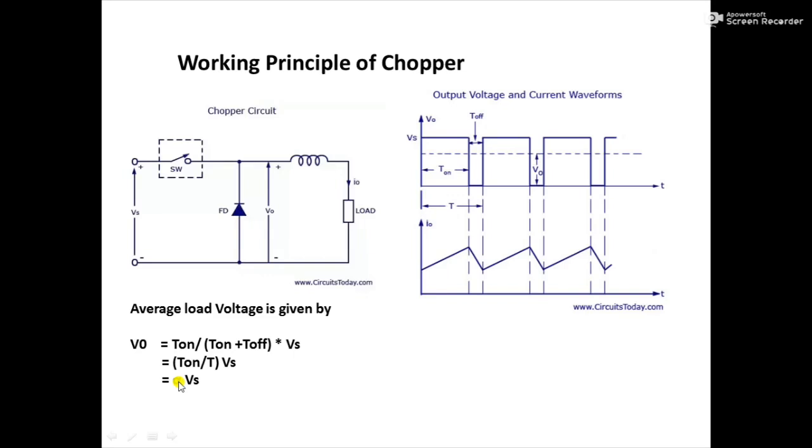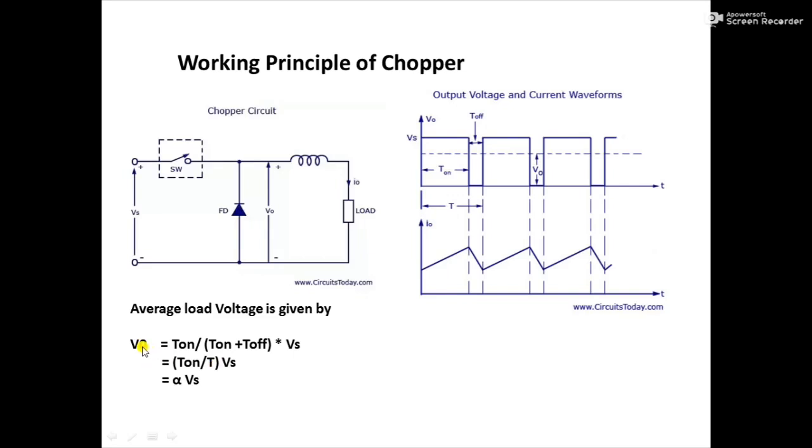Now what this duty cycle represents is, as the duty cycle varies, your output voltage can also be varied. How to vary duty cycle? By varying the T on time and T off time. This T on time can be made smaller, T off time can be made greater. So varying T on time and T off time can vary your duty cycle, because duty cycle is the ratio of on time to total time period.